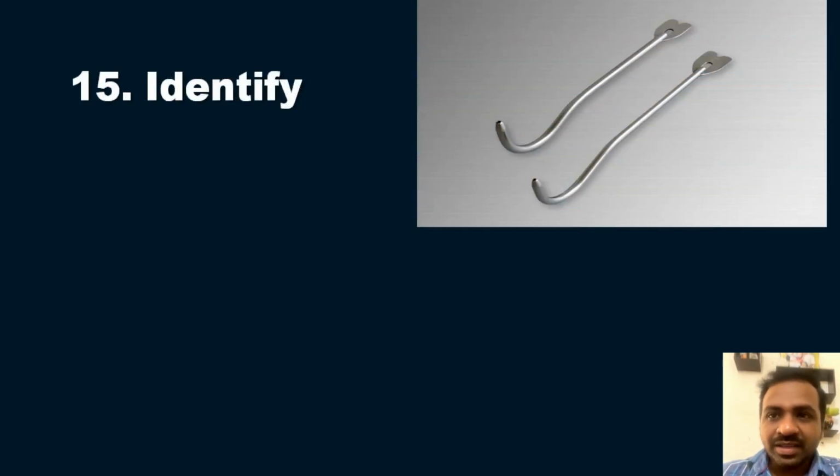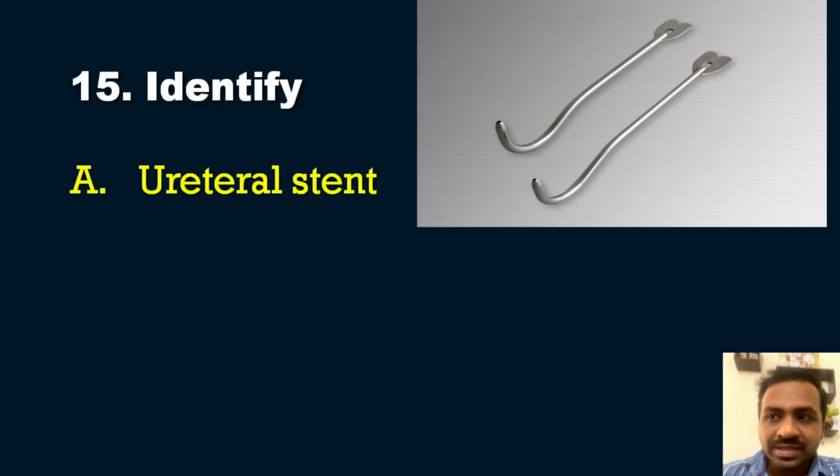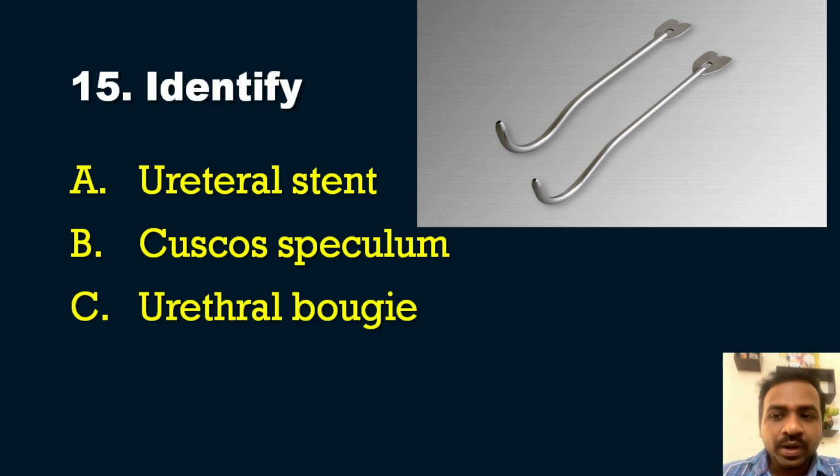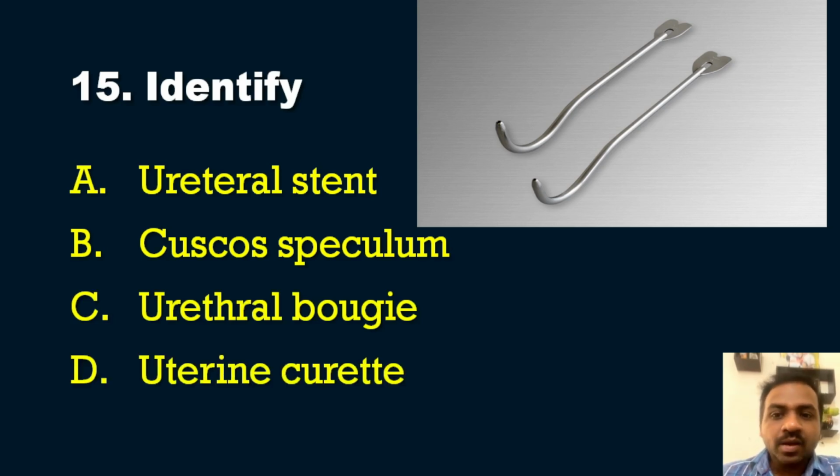So your task is to identify the image. I have given here an instrument, so you have to identify what it is. And to assist you, there are options. The first option is a urethral stent. The second option is a Cusco speculum. Option C is a urethral bougie. And option D is a uterine curette. So what is this instrument?